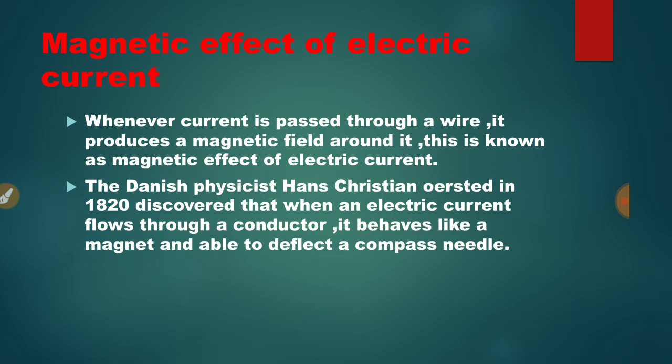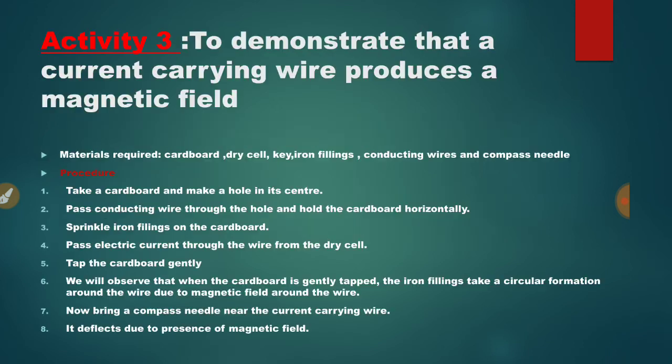He discovered that when an electric current flows through a conductor, it behaves like a magnet and is able to deflect a compass needle. What is a compass needle? It is a needle which rotates whenever it is in a magnetic field.